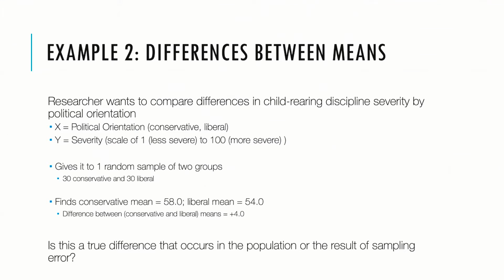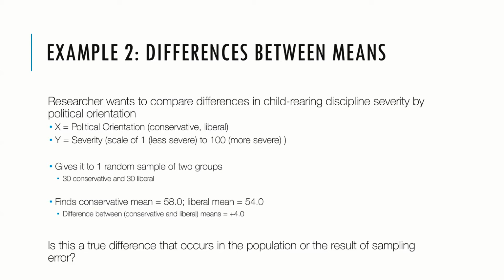We have conservatives and liberals. We have our outcome variable, which is severity. Here it ranges from 1 to 100, 1 meaning less severe, 100 meaning more severe. We give this to one random sample of 2 groups, right? We take 60 people, 30 randomly selected conservatives, 30 randomly selected liberals, and we calculate their mean severity.